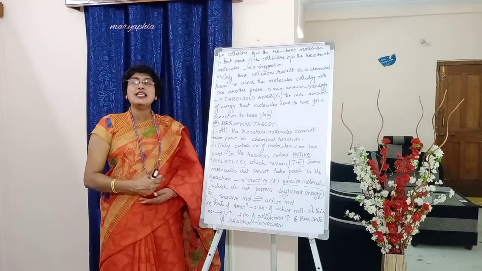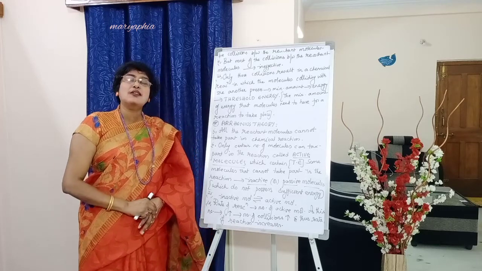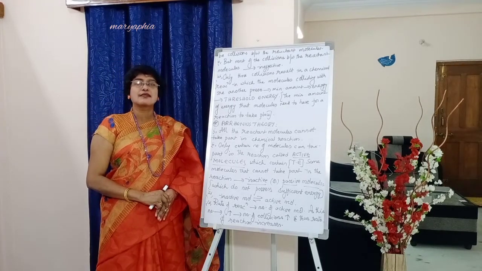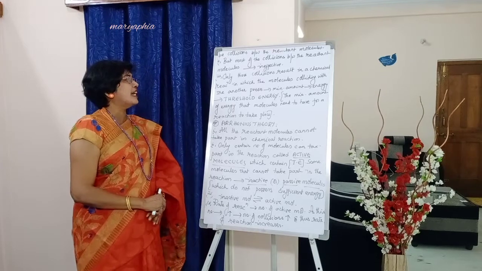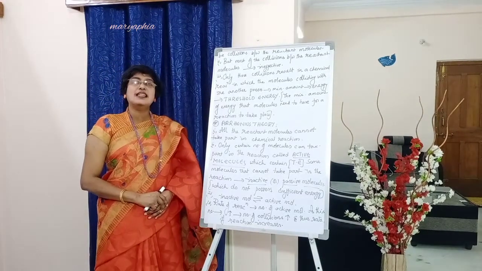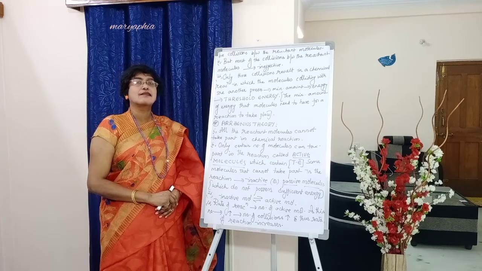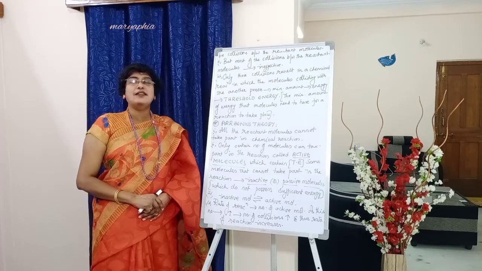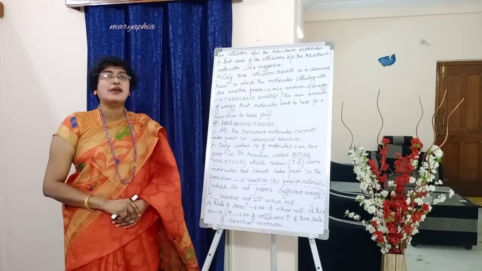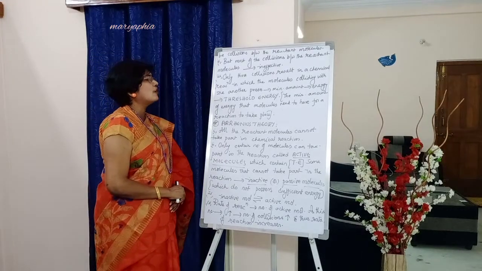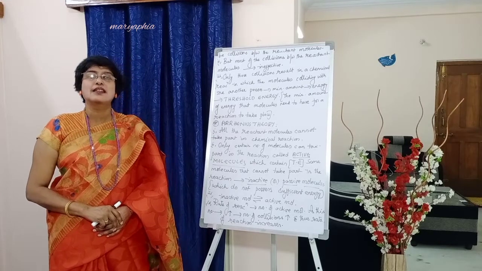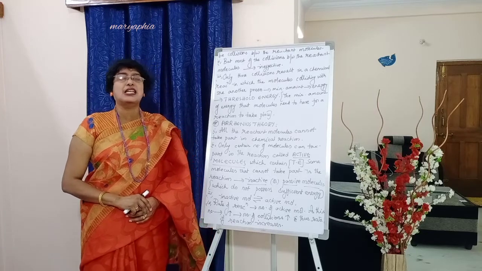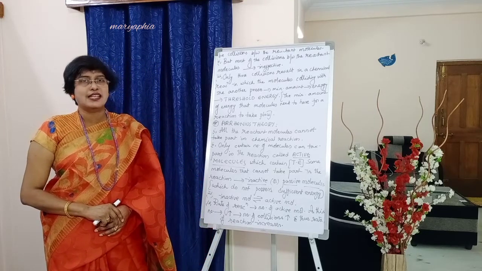Okay. And then which collision is effective? Next point, write down, only those collisions result in a chemical reaction in which the molecules colliding with one another possess some amount of energy, or minimum amount of energy, called threshold energy.